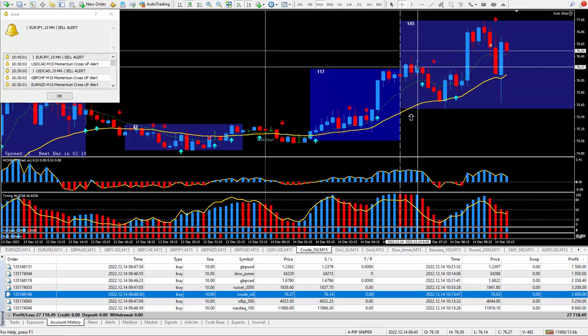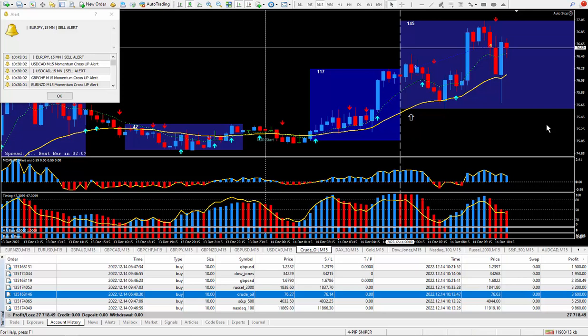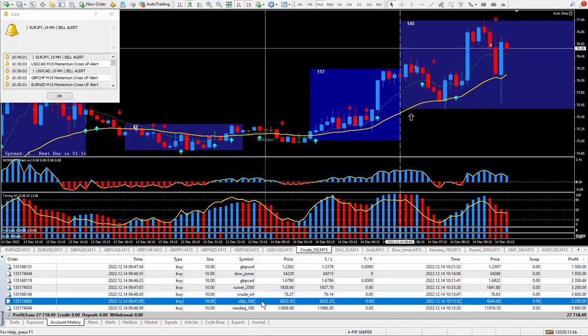Now it pays $10, so looking at the money, this should be 36. 36. And there it is right there. 36 times the money times the lots paid out $3,600. Okay, let's move on to the next trade, the S&P 500.